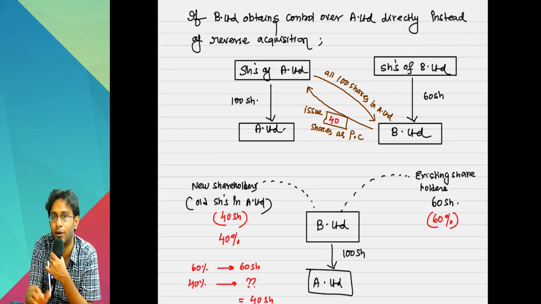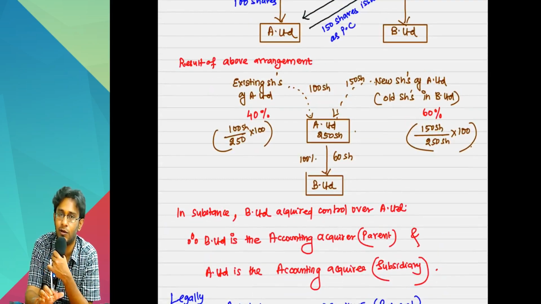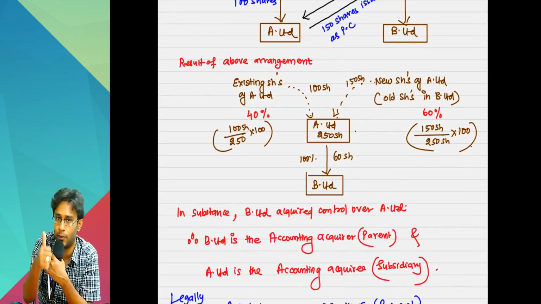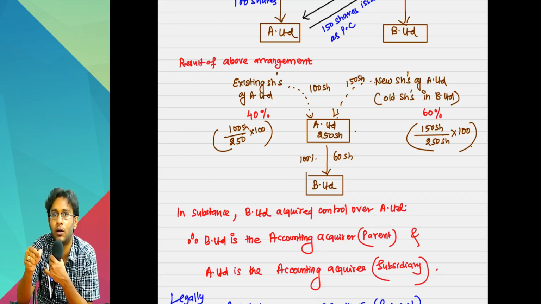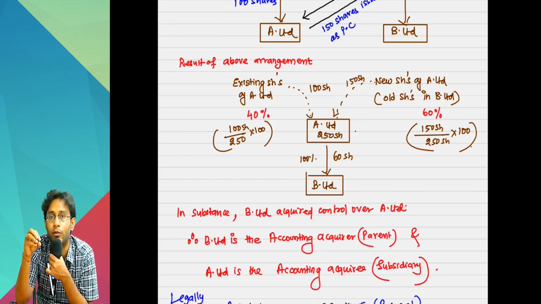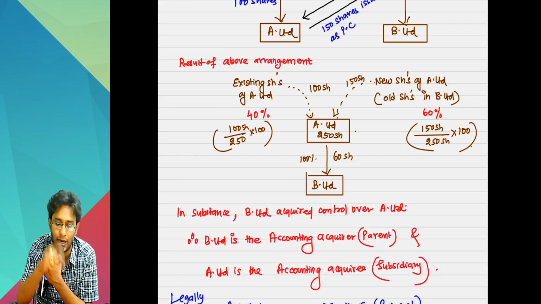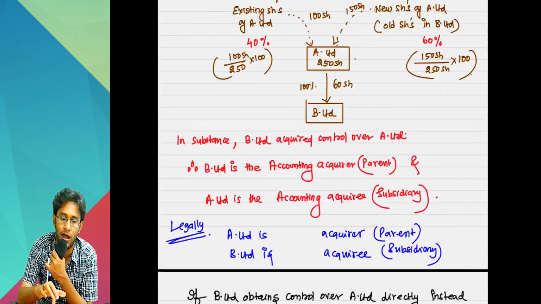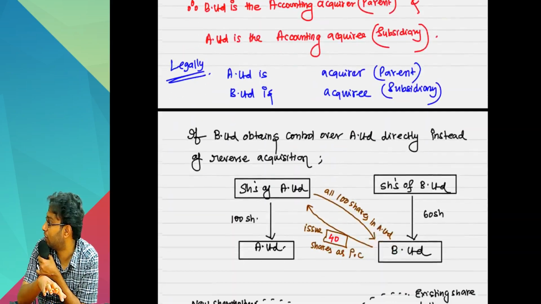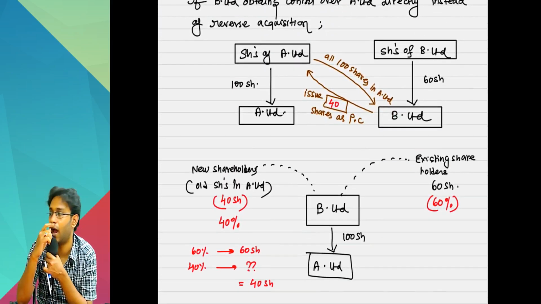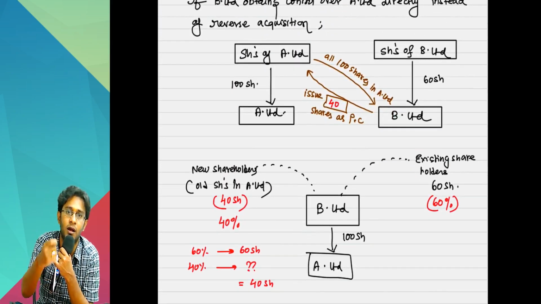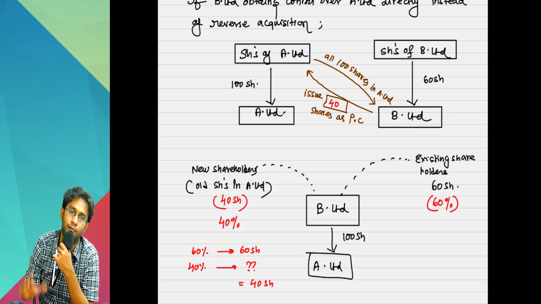Legal arrangement, why did we draw, sir? If I did not draw the legal arrangement, I did not know who got control over whom, number one. Number two, I would not know A Limited's shareholders are having ultimately how much percentage. For that purpose, I draw the legal arrangement. Accounting is not done based on this. Accounting is done totally based on this.